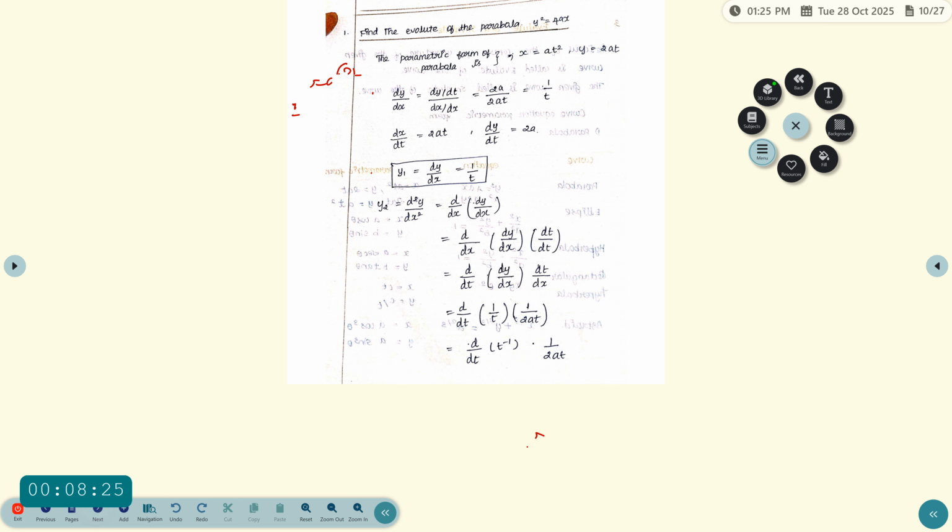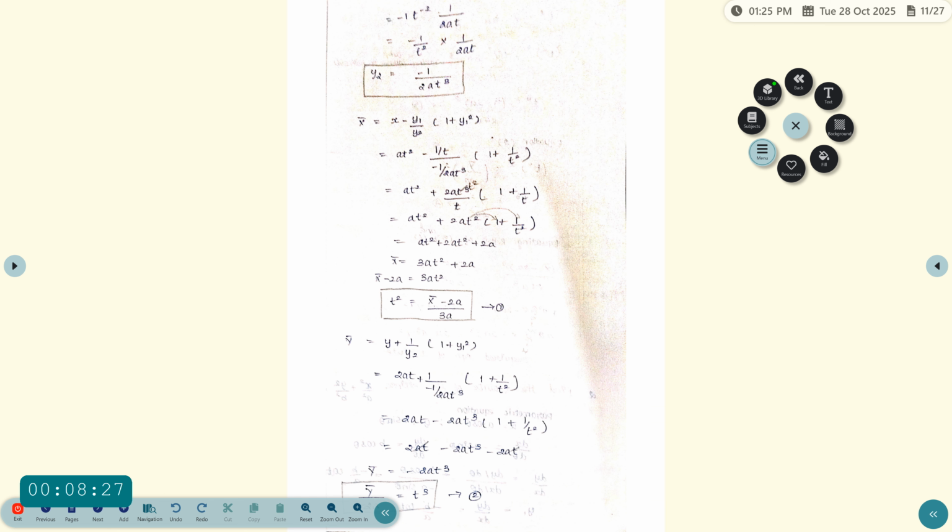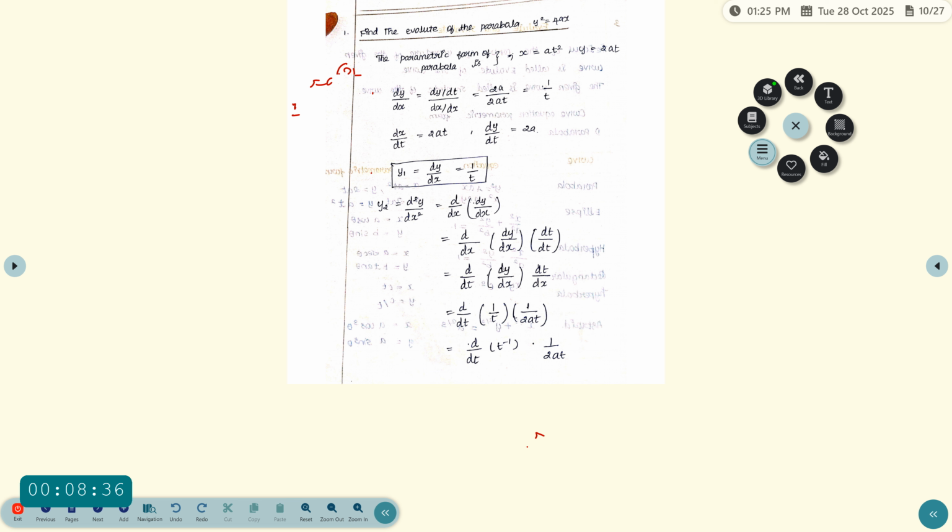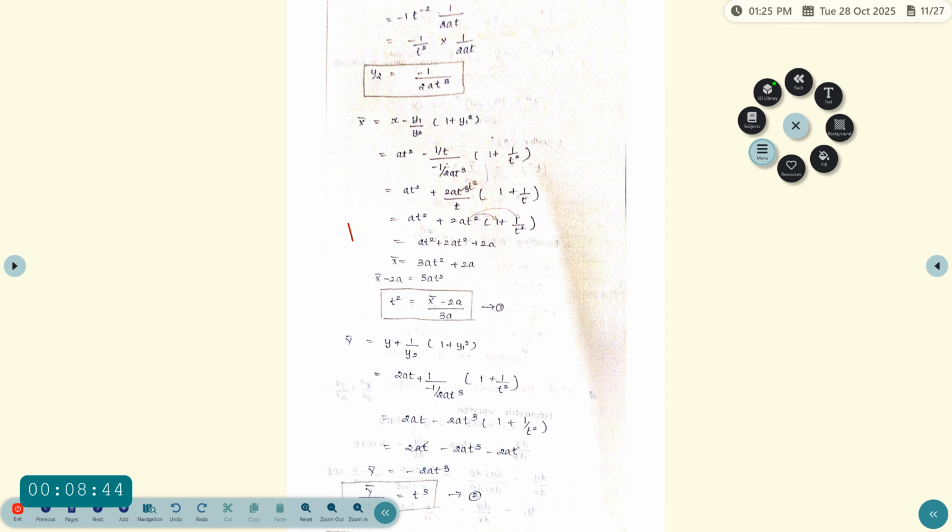The next step, after making the simplification, we are getting y1 value is 1 by t, and y2 is d by dt of t inverse into 1 by 2at. After ordinary cancellation, we get y2 equal to minus 1 by 2at cube.